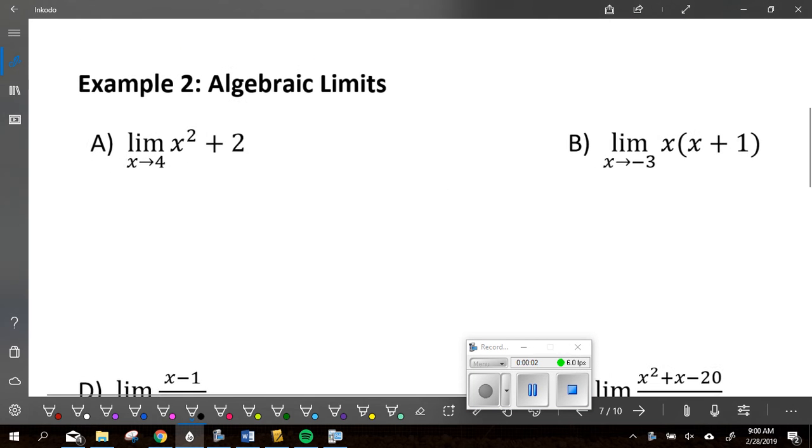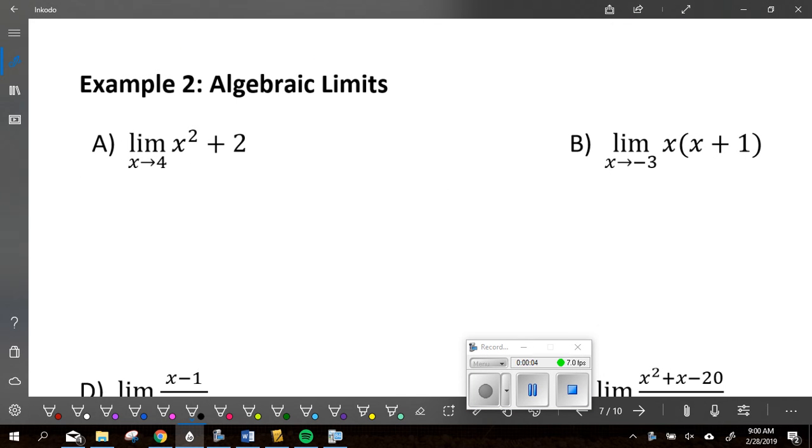Okay, so yesterday we talked about finding limits graphically and with a table. Now we're going to do it algebraically, and we started doing this yesterday. Finding the limit as x approaches 4 of x squared plus 2. What did we talk about yesterday? If I wanted to find that limit, what could I do?